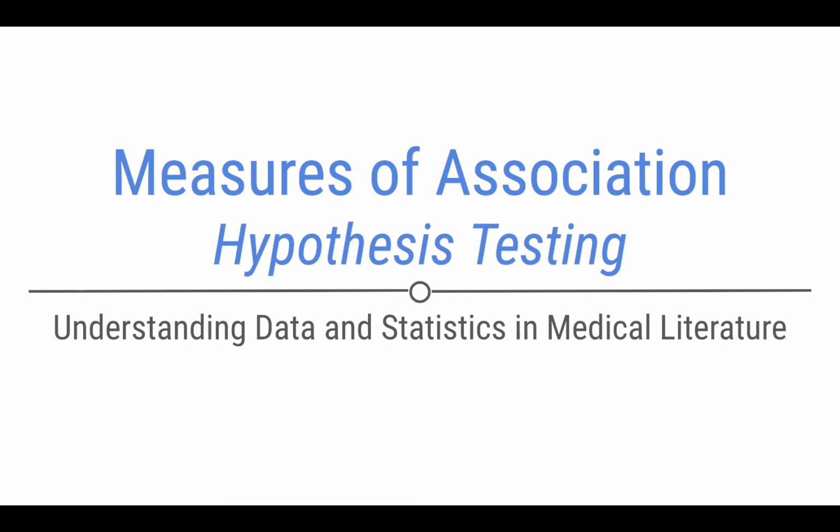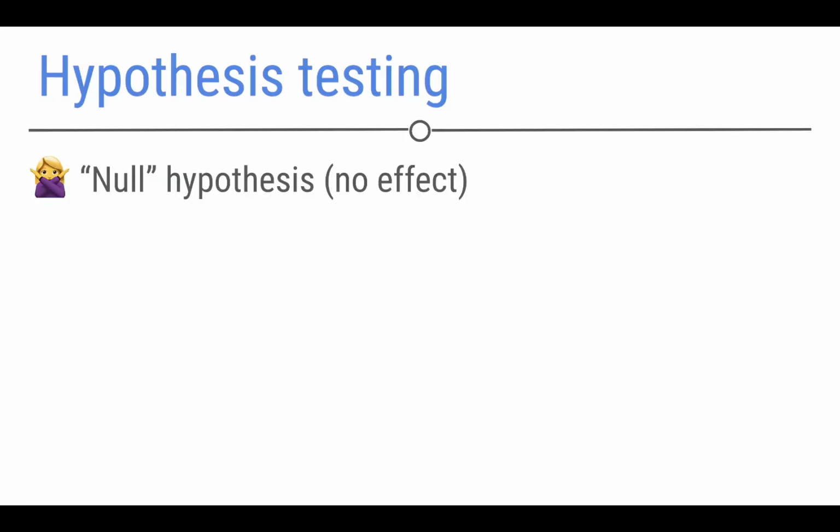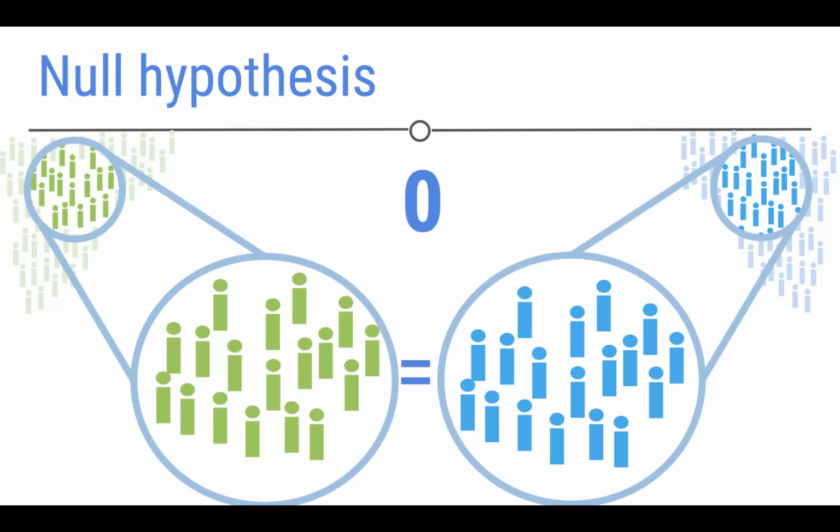Now that we've covered these measures of association, let's talk about hypothesis testing. So the first concept to understand here is the null hypothesis. The null hypothesis is often that there's no relationship or no effect between the two variables that we're looking at. So for example, in the heights example that we've been discussing, the null hypothesis would be that the heights in the two groups are equal, or in other words, the difference in heights is 0.